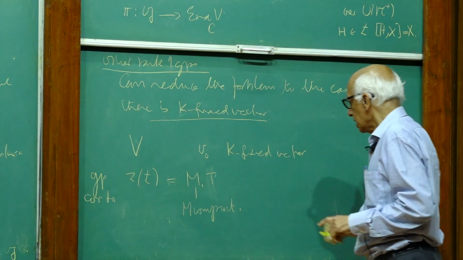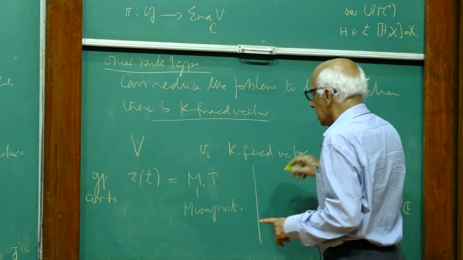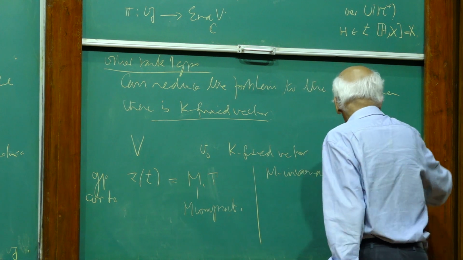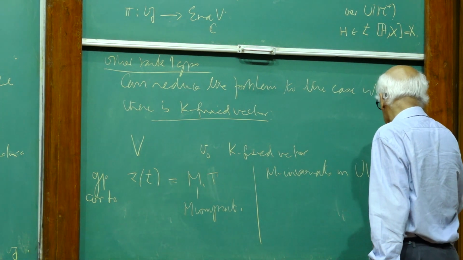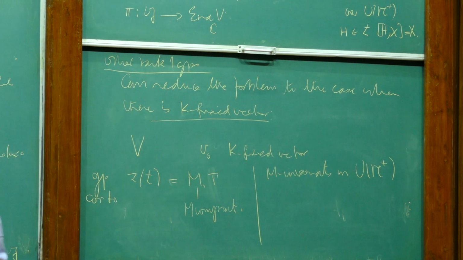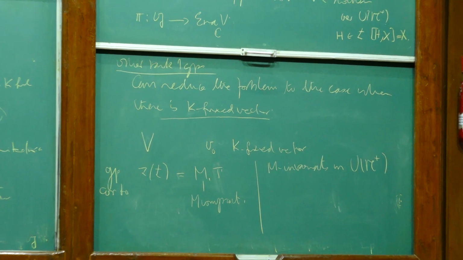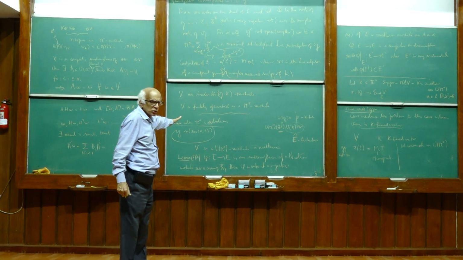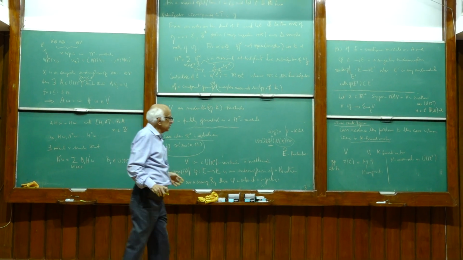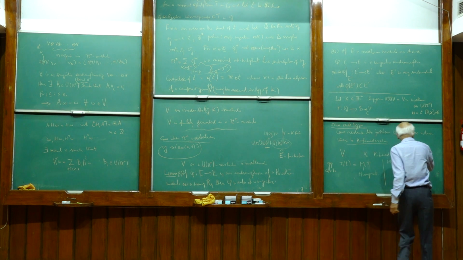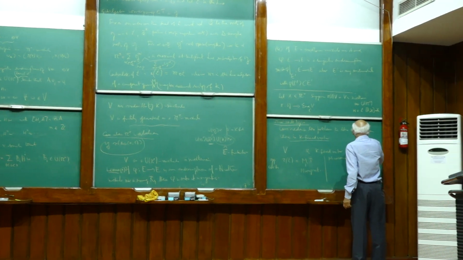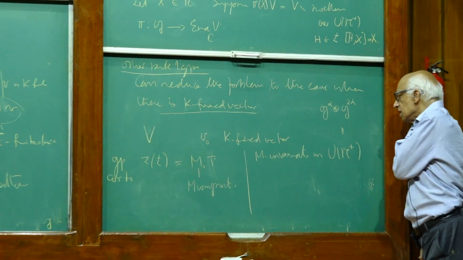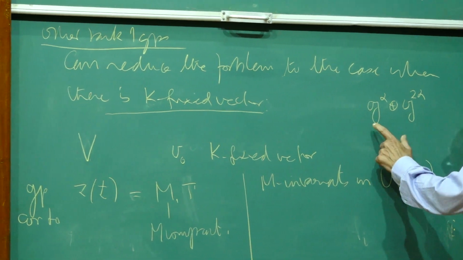Now, the idea is this: you look at M invariants in U1 plus. This is a commutative algebra, which is of course obvious if 2 alpha is not a root. But what essentially happens is this: the only possibility is that u1 plus is either simply g alpha or g alpha plus g2 alpha, where alpha is a simple real root.